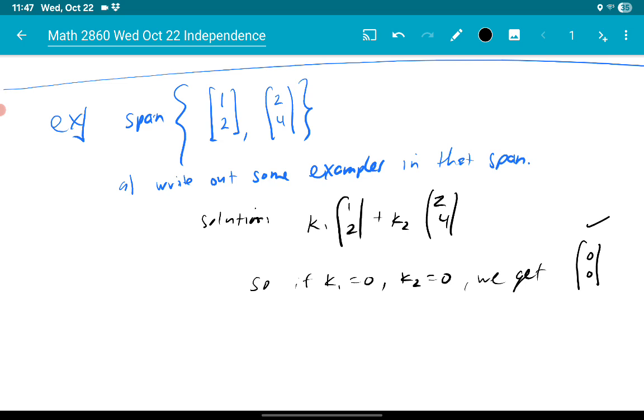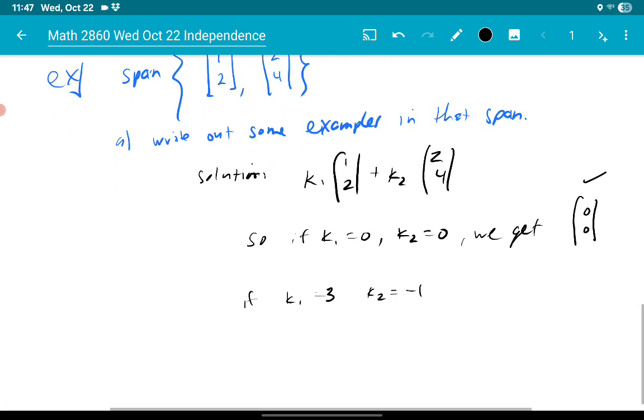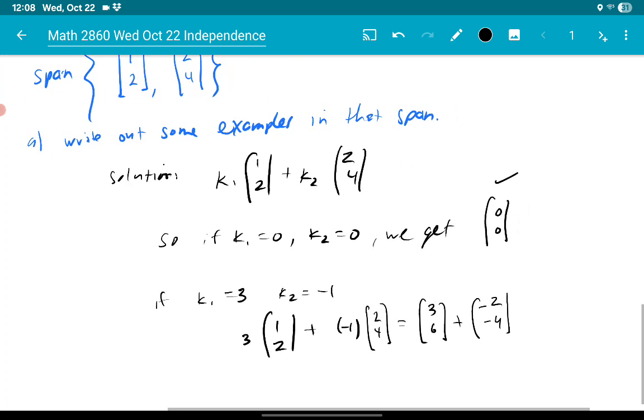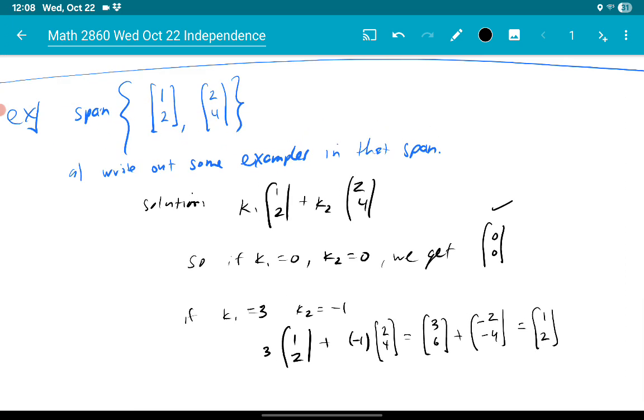Again, let's say k1 is 3 and k2 is, say, -1. Just making up numbers here. So we'd have 3 times (1, 2) plus -1 times the other vector (2, 4), which would be (3, 6) plus (-2, -4). And if we add that up, you get what? (1, 2). Okay, actually (1, 2) is already in the set.